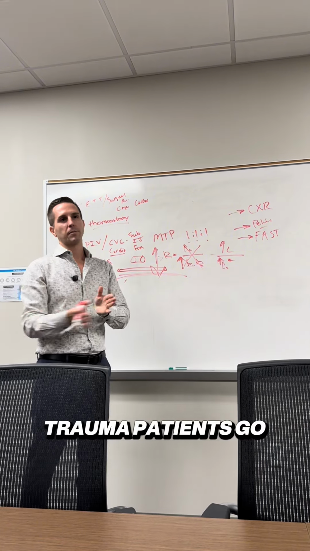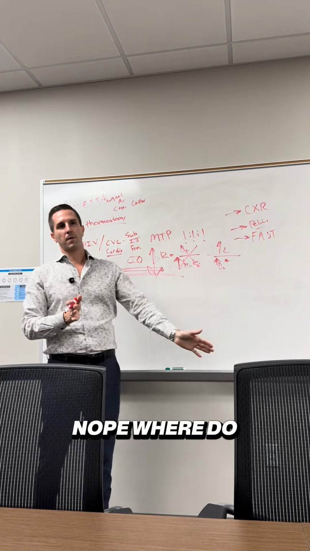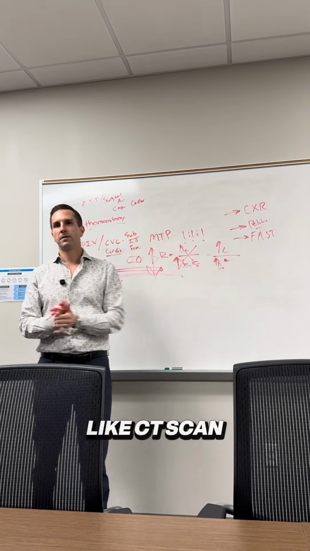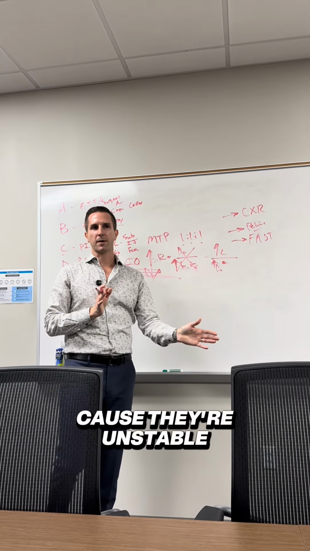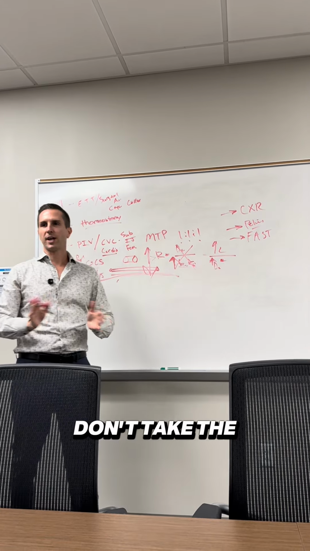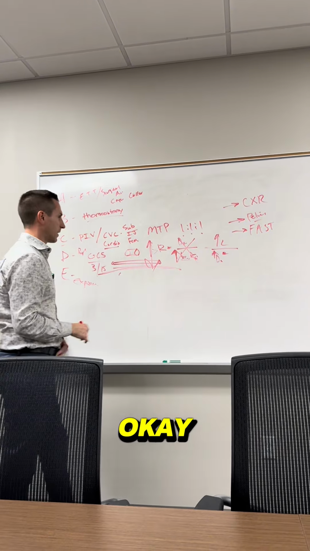where do all trauma patients go? Either 2 places. The ICU. Nope. Where do we go before we go to the ICU? Like CT scan. Yeah. So all trauma patients are either going to go to the operating room because they're unstable, or to the CT. Don't take the unstable patient to CT, clean kill. Okay?